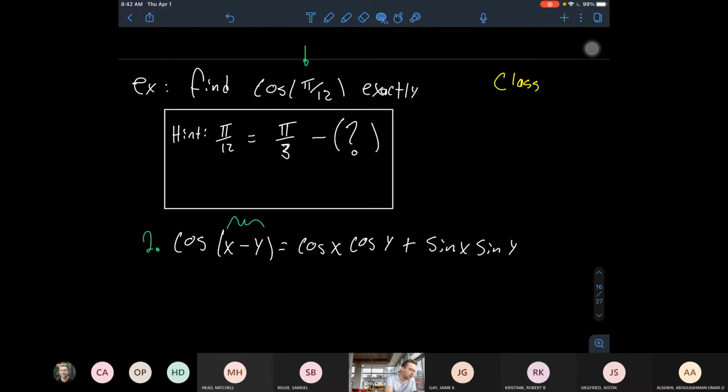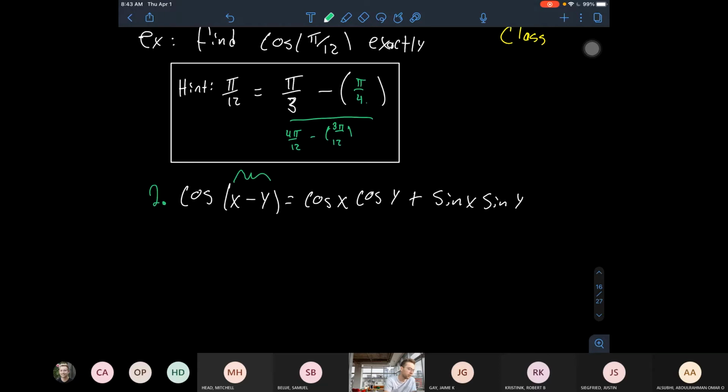And hopefully most students in the class are able to find what should go in this question mark here, if we want pi over 12 to be equal to pi over 3 minus blank. Well, we can express pi over 3 as 4 pi over 12, minus question mark over 12. And we want it to end up being just 1 pi over 12, so what should go in here should be 3 pi over 12 or pi over 4. Okay, so if we subtract 1/4 from 1/3, we get 1/12.